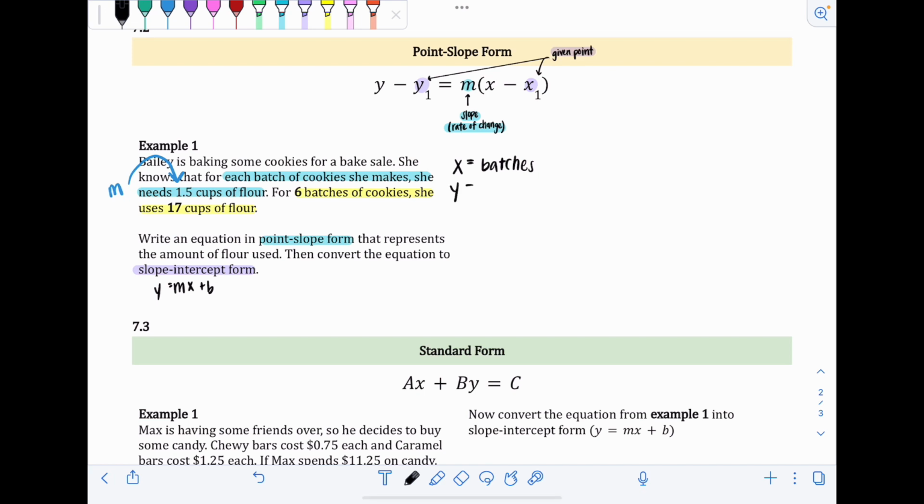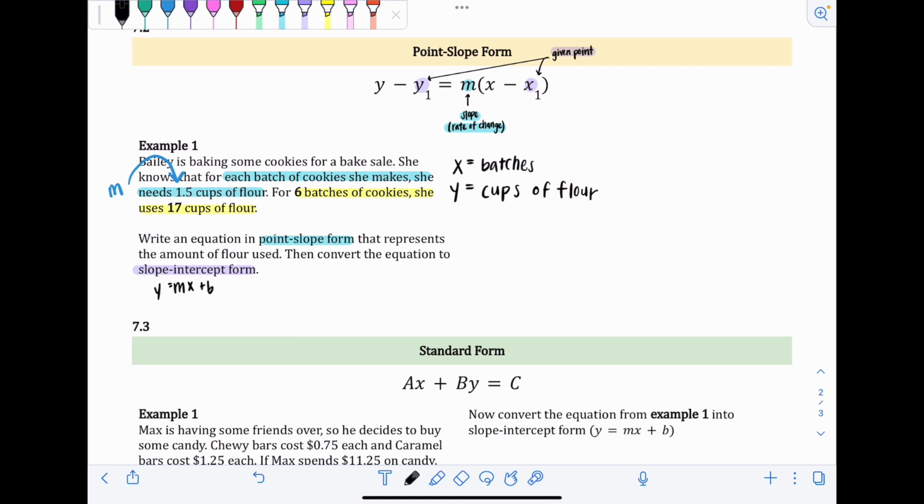Depending on how many batches she wants to make, that's going to determine how many cups of flour she needs to use. So remember that X determines Y. That means that Y is going to be the cups of flour. How many cups of flour she needs depends on the independent variable. It depends on how many batches of cookies she wants to make.